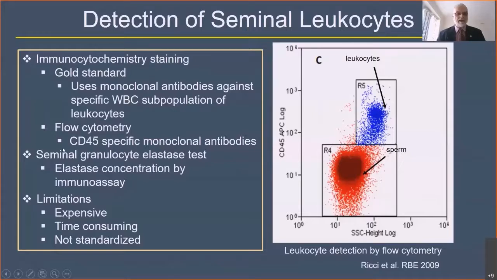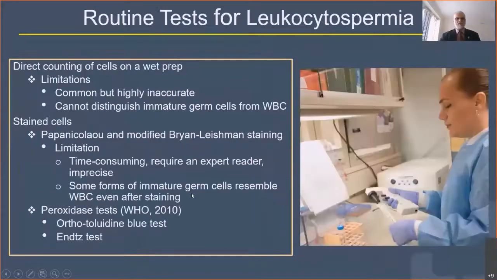On the other hand, there are specific tests available, like the seminal granulocyte elastase test, and this is done in an immunoassay, ELISA. But all these tests have limitations. They are, number one, expensive, they are time-consuming, and they are not standardized. So what can be done?